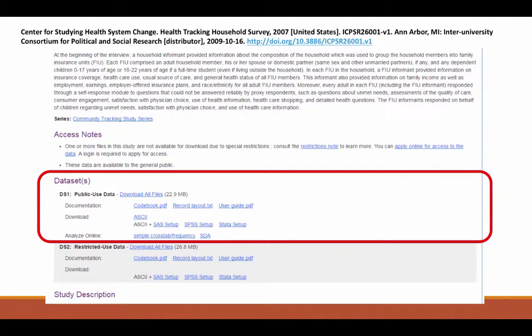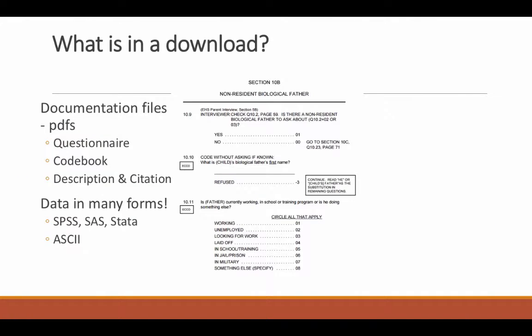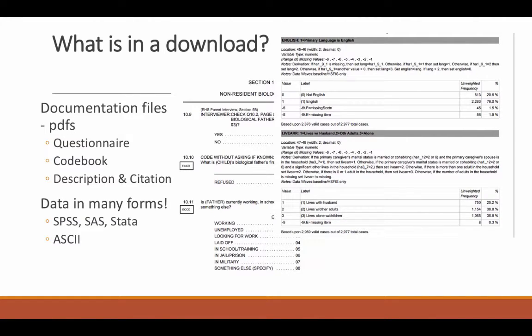Third, if there are public use datasets available, you will see download information. ICPSR tries to make this process as hassle-free as possible, but you will want to read the documentation before beginning to use the data. In a download, you will access in most cases, the questionnaire, the code book with information about variables, and finally, the dataset itself.